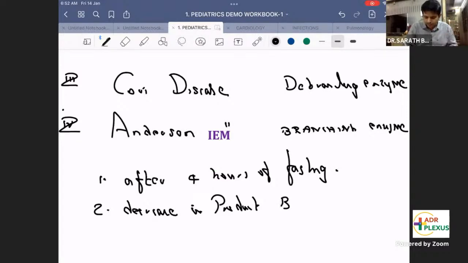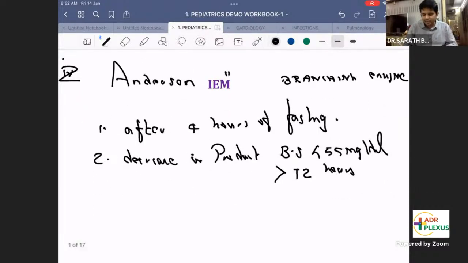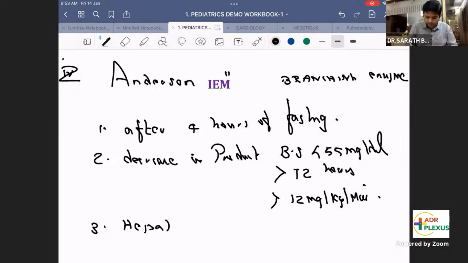That is blood sugar less than 55 milligram per deciliter, lasting for more than 72 hours, or a GIR requirement of more than 12 milligram per kilogram per minute. Third point, increase in substrate. This increase in substrate is occurring in the liver, so you will get hepatomegaly.